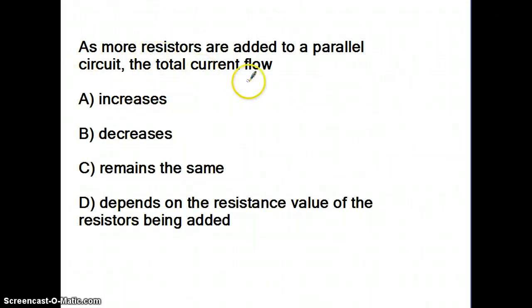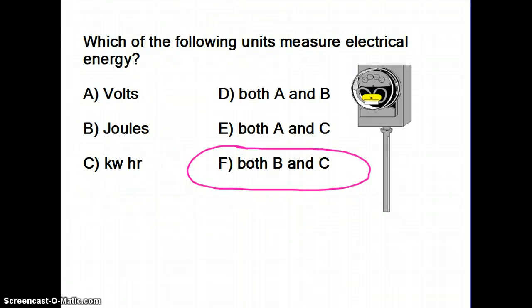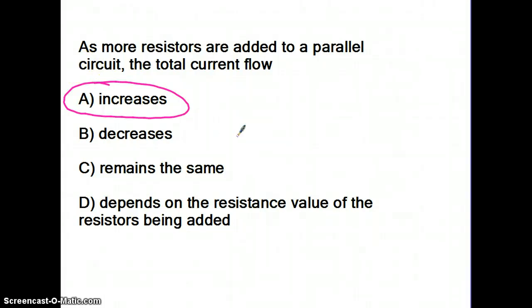If you were to add more resistors to a parallel circuit, what would happen to the total current flow? Here the answer is increases. Sometimes this is counterintuitive. As you add an additional resistor in parallel, the total resistance of the circuit actually decreases, thus allowing for more current to flow. When you add a new branch, you still get the same amount of current flow on the existing branches. So by adding a new loop, more total current will flow regardless of the resistor that's on the added loop.